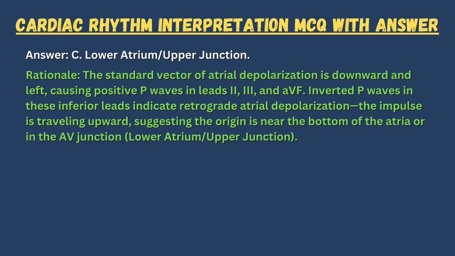Rationale: The standard vector of atrial depolarization is downward and left, causing positive P waves in leads 2, 3, and AVF. Inverted P waves in these inferior leads indicate retrograde atrial depolarization. The impulse is traveling upward, suggesting the origin is near the bottom of the atria or in the AV junction, lower atrium or upper junction.